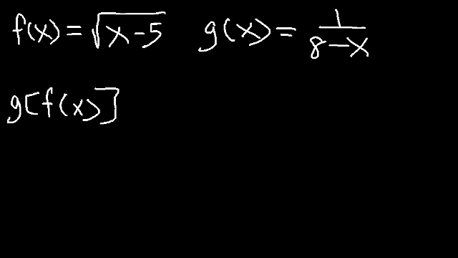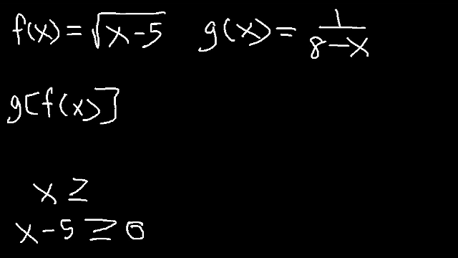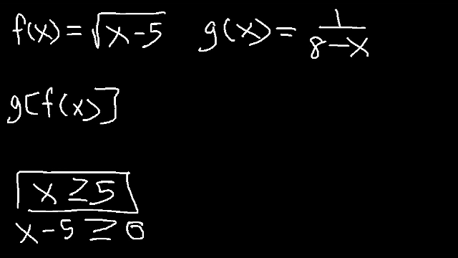So the input function is f of x. What is the restriction on this function? So for square root functions, the inside has to be equal to or greater than 0. So if you add 5, x has to be greater than or equal to 5. So that's the restriction on f.